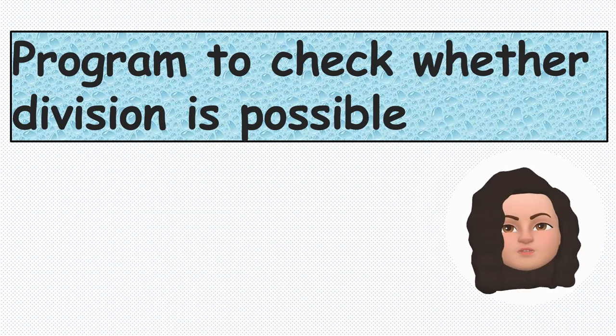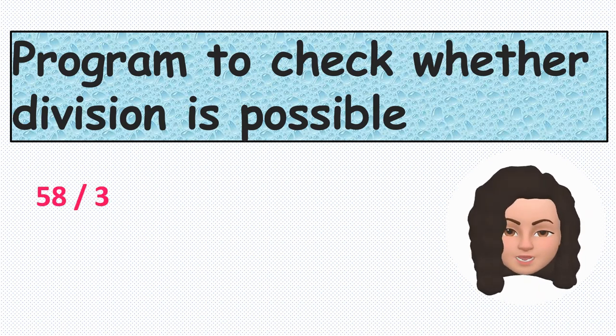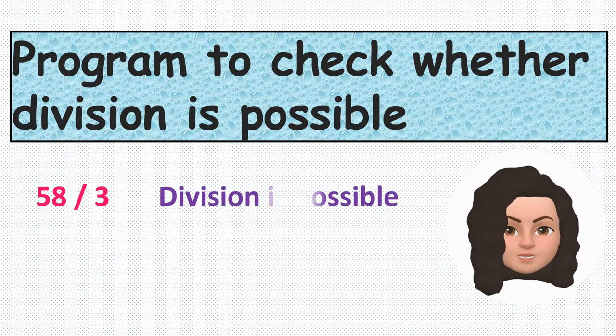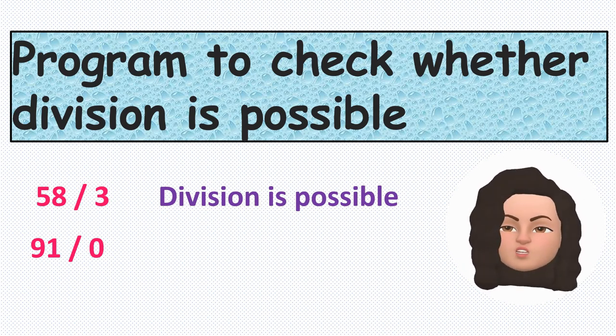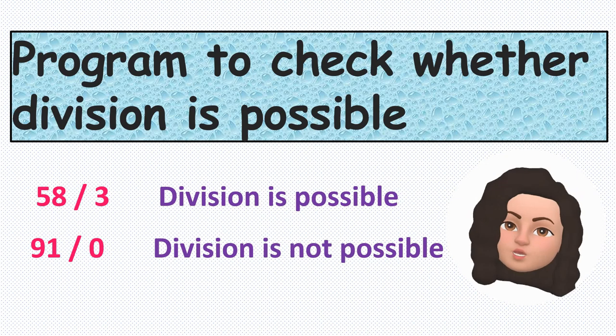Let me demonstrate the standard input, output and error streams using a program to check whether division is possible. Look at the first case, 58/3. Can you divide 58 by 3? Yes, you can divide. So division is possible. Look at the second case, 91/0. Can you divide a number by 0? No, you can't. So in this case, division is not possible.